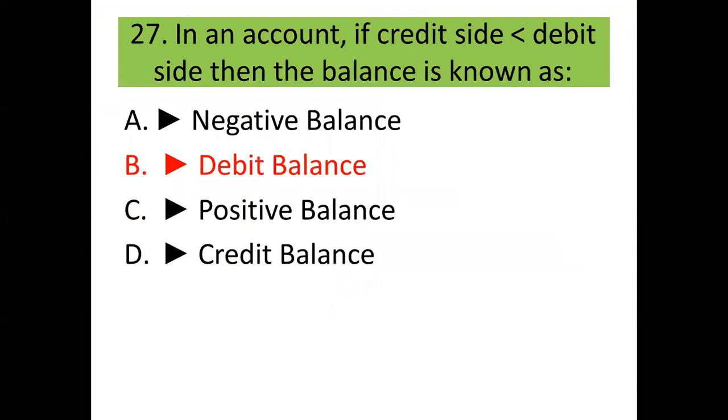In an account, if the credit side is less than the debit side, then the balance is known as a debit balance, because we have a debit balance which is more than the credit side. It means that a balance is in the credit side and becomes a debit balance.